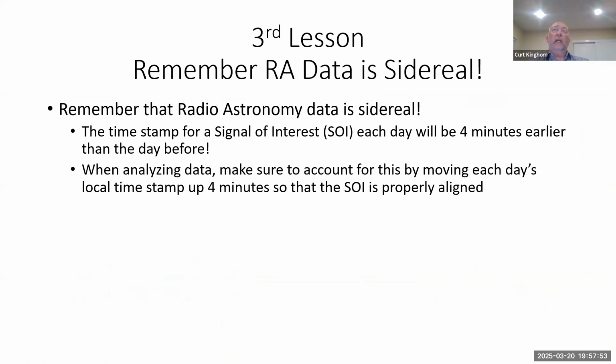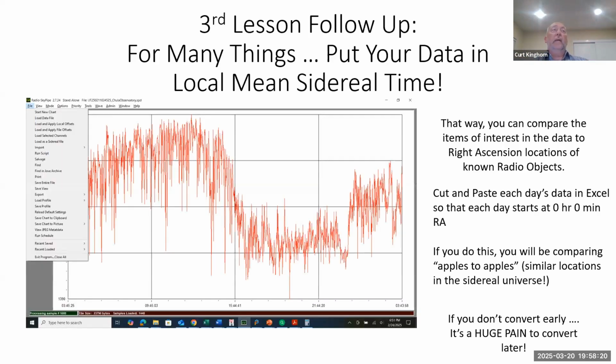Okay, another lesson here. Remember that radio astronomy data is sidereal, meaning that it's not a solar day. A sidereal day is 4 minutes less than a solar day. And you have to keep track of this, because if you take data over time, the signal of interest that you're looking at is slipping in time, basically. So you have to make sure you're looking at the same data every time. And when you do Radio SkyPipe, it's pretty easy. You can load that data as a sidereal file.